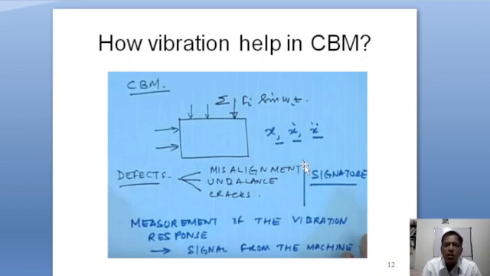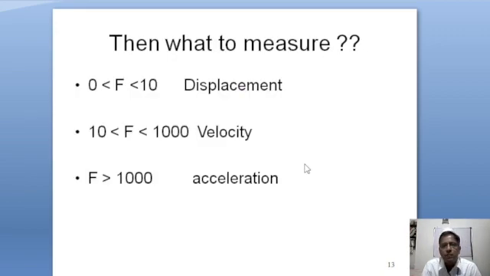We have already seen that vibration analysis helps in CBM not only for detecting the presence of a fault, but also for finding the exact location of the fault, and in some cases detecting the remaining useful life of a component. Now these vibrations can be measured in 3 categories. Vibration can be measured in terms of displacement, in terms of velocity, and in terms of acceleration.